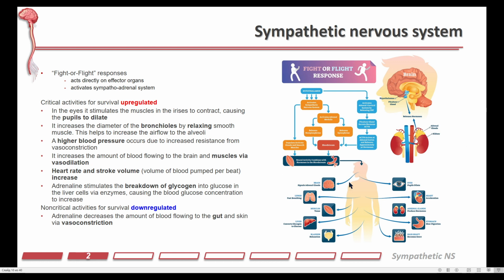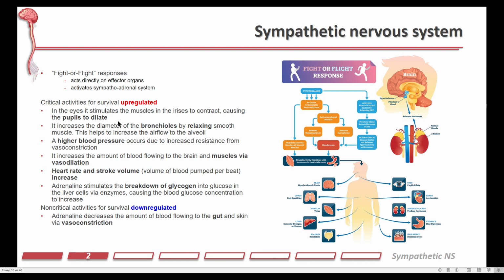So here you have a summary on what happens during the fight or flight response. Why is it called fight or flight response? Because if you are in danger, you can either fight, or if you are not going to fight, you can run away, which is flight, in other words. So how can the sympathetic nervous system be helpful in such a case? As you can see on the slide, critical activities which are essential for survival will be upregulated. So what does that mean?